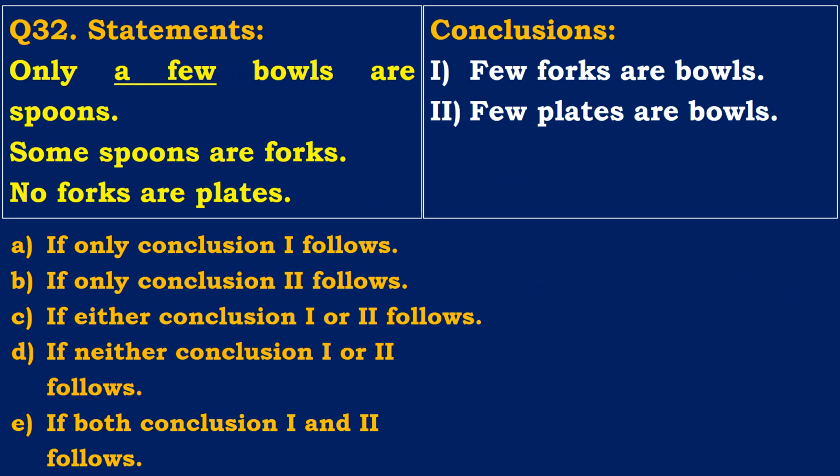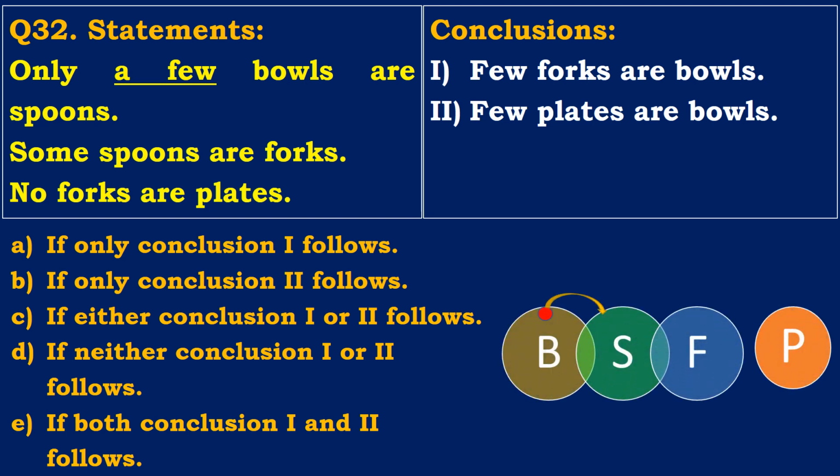Challenge 32. Only a few bowls are spoons. Some spoons are forks. No forks are plates. Conclusions. Few forks are bowls. Few plates are bowls. Conclusion 1 is not necessarily true because even though the relationship is established between bowls and forks, reverse direction relation is not possible between forks and bowls. Conclusion 2 is also not necessarily true because there is no relation between plates and bowls in the given premises. Therefore, we cannot definitely conclude that few plates are bowls. Both conclusions do not follow the statements. Therefore, option D is correct.